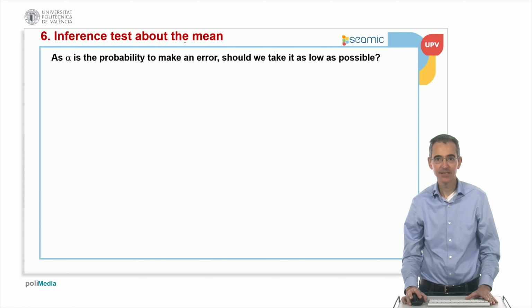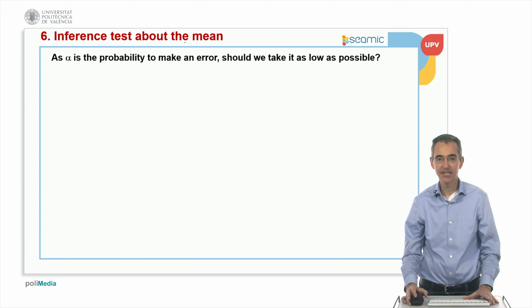Okay, and then there is a tough question that in statistics we have to decide, and in this slide I will try to answer. Alpha is the probability to make an error. Usually we take alpha as 5%, but we can take 1% or even less. But by definition, alpha is the probability to make a type 1 error.